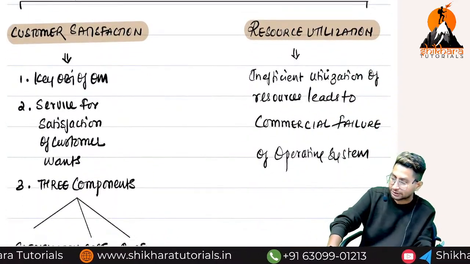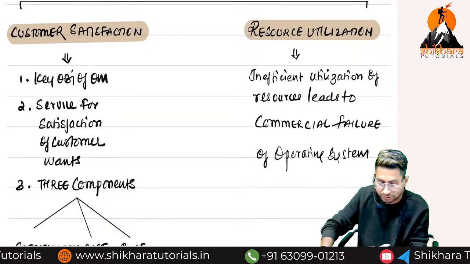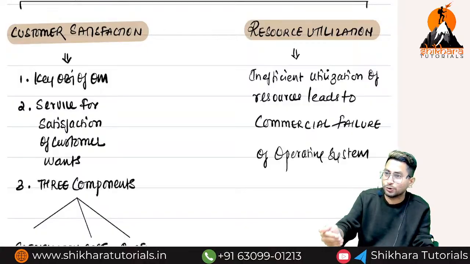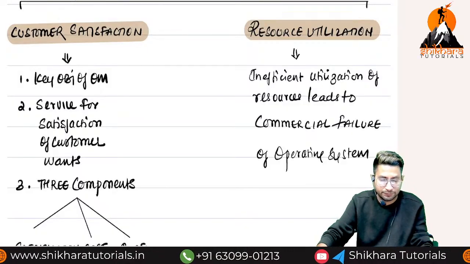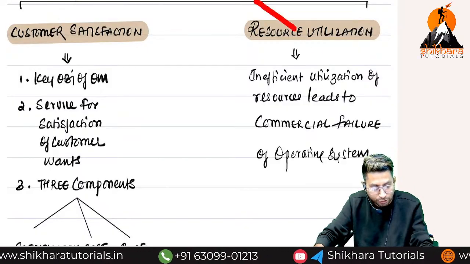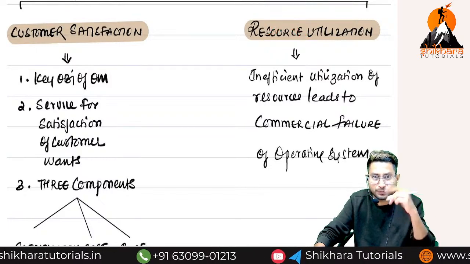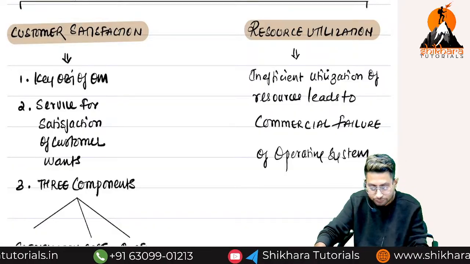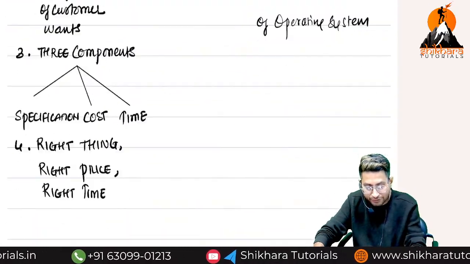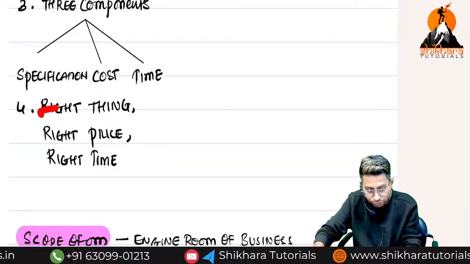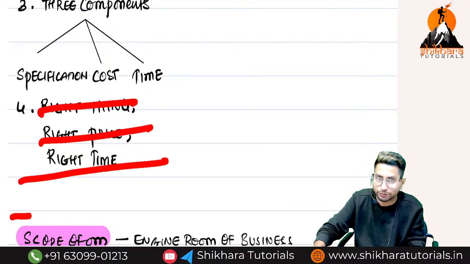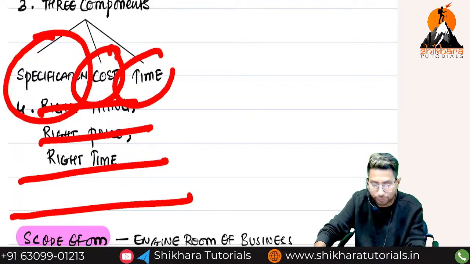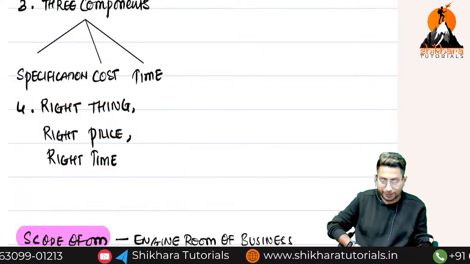How many objectives are there for OM? Two. What are those? Customer satisfaction, and I should not waste resources but utilize them properly. Because if I don't utilize them properly, cost will increase and sales will fall. That is called commercial failure. Clear? Next, when will customer satisfaction happen? The right product should be delivered at the right price, at the right time, to the right customer, as per the specifications. Cost should be less, time should be less. Then only the customer will be happy.